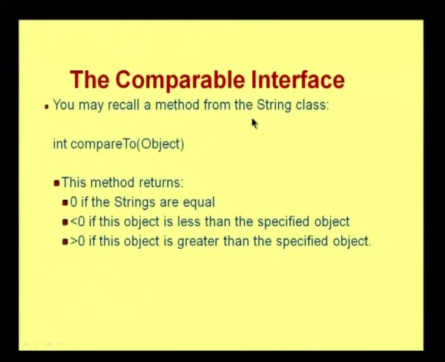So you can see here, you may recall the method from the string class, int compareTo, where I am comparing to an object. So one object will be compared to another object. This method returns 0 if the strings are equal. So we are speaking with respect to string. If this object is less than the specified object, it returns a value less than 0, or if it is greater than the specified value, a value greater than 0. So your left hand side string and your right hand side string will be compared.